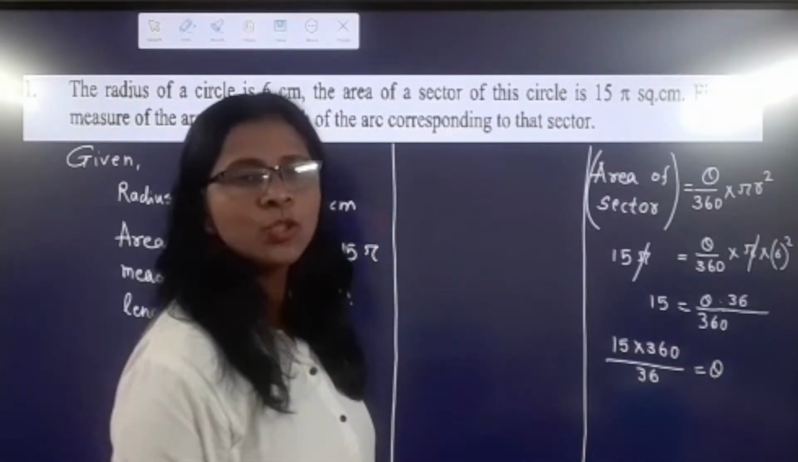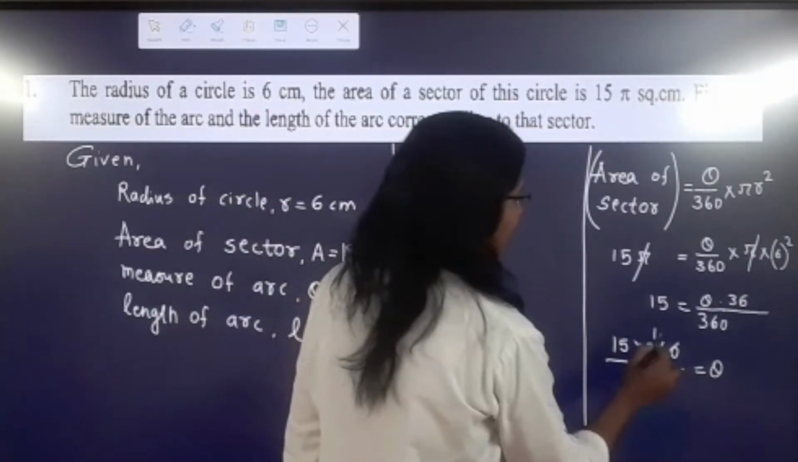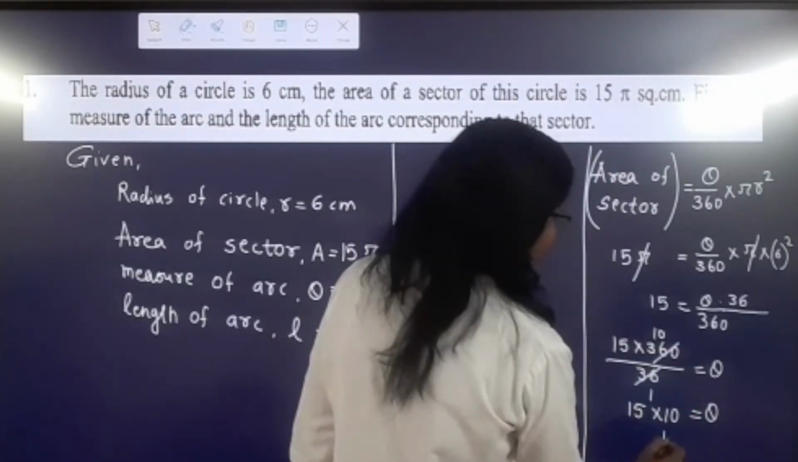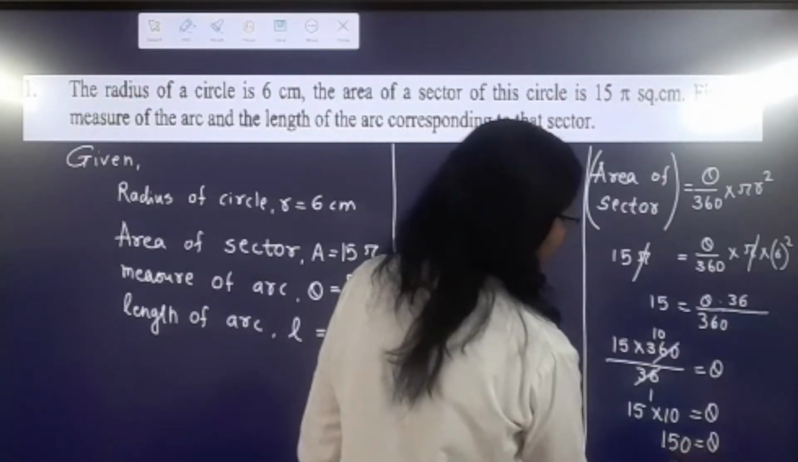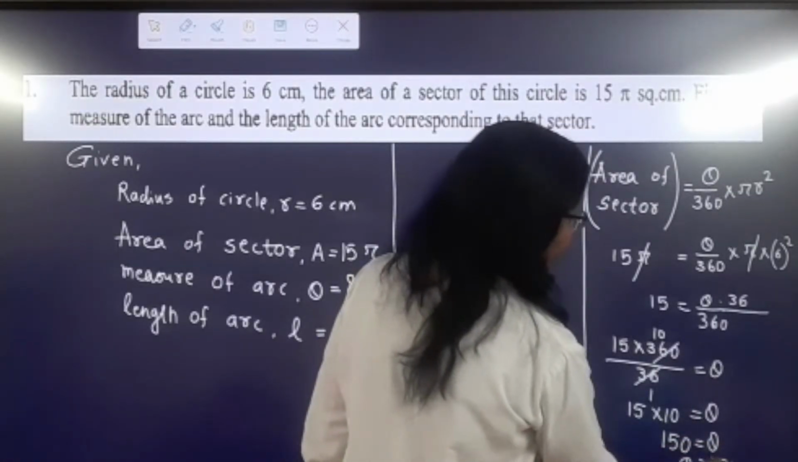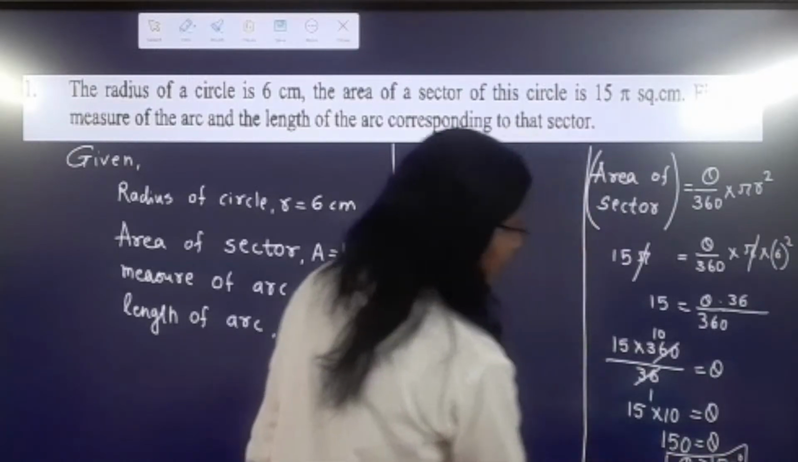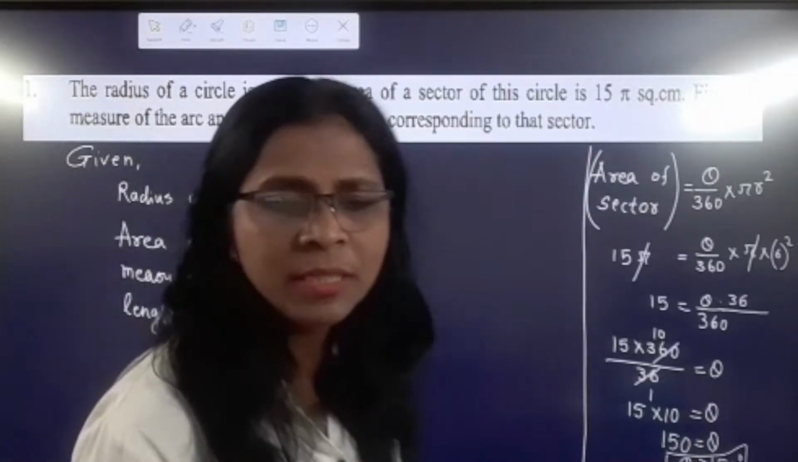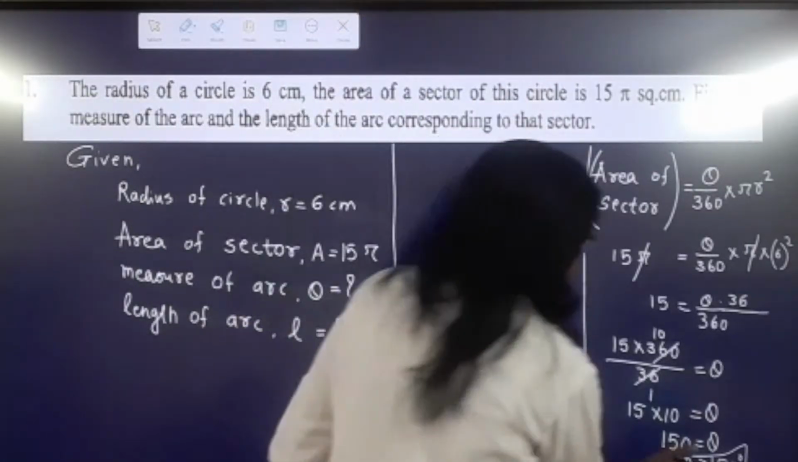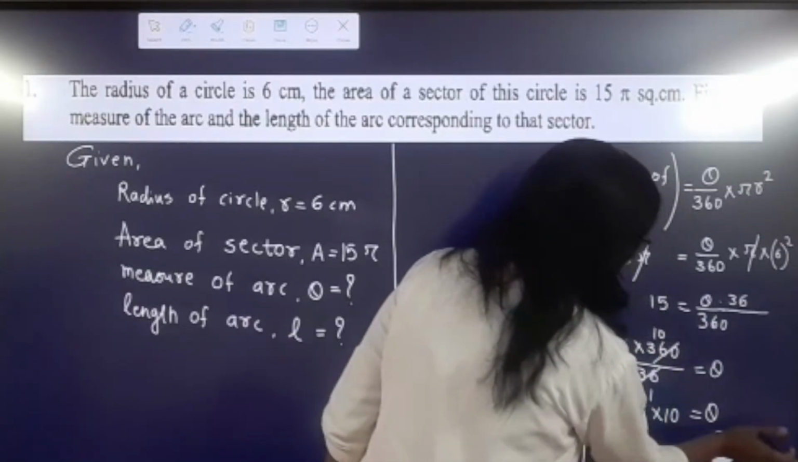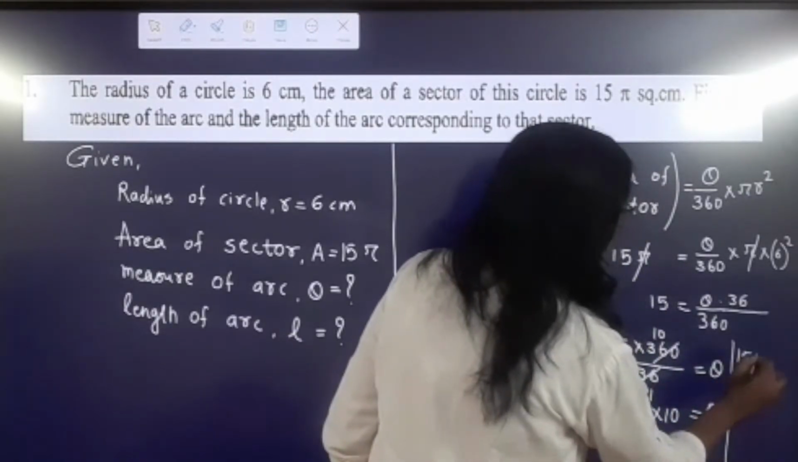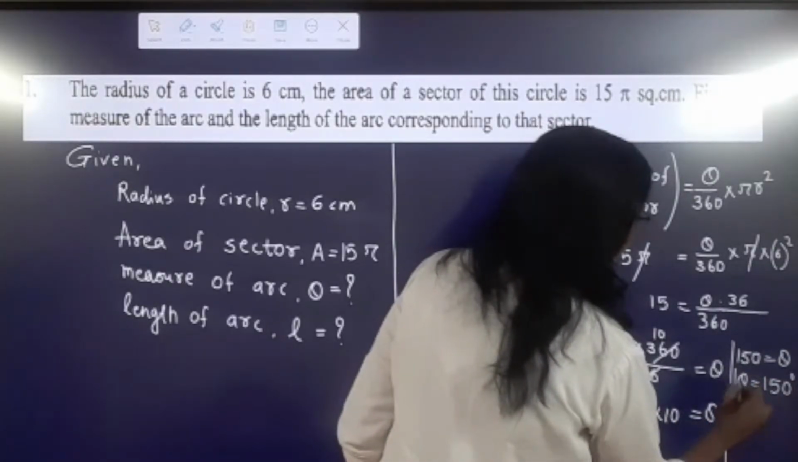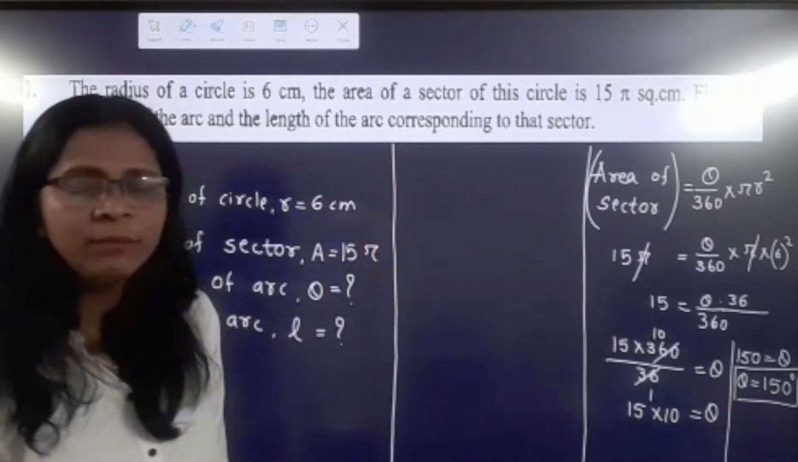Now 36 ones are 36, 36 tens are 360. So 15 multiply 10 is equal to theta. So 150 is equal to theta. So theta is equal to 150 degree. Okay students, is it visible or not? Yes, here I write that portion: 150 is equal to theta, so theta is equal to 150 degree.